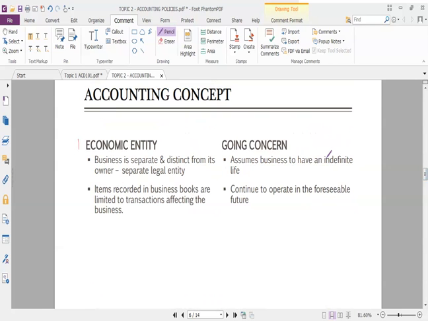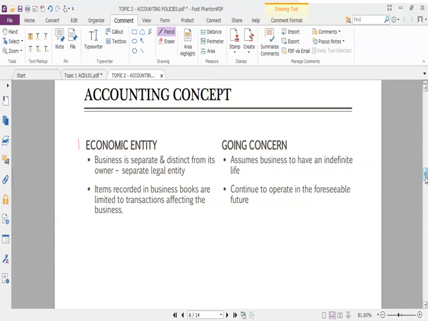So in accounting, we will just assume that your company, in order to prepare the financial statement, will continue to operate in the foreseeable future. We cannot assume, in accounting, that after 5 years your business will go bankrupt. That is not correct. The correct one, using the accounting concept, is that your business will continue in the foreseeable future. Ahmed, can you understand?